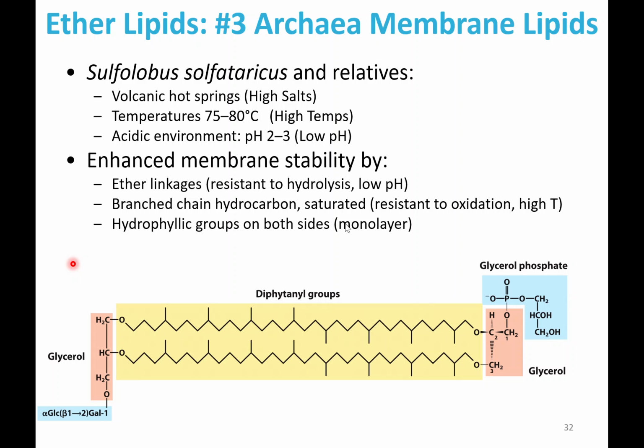And the hydrophilic groups on both sides give you the ability to use this in a monolayer instead of a bilayer. Most membranes, as we'll see in chapter 11, are bilayers, so you need one layer on top, one layer on bottom. This would only need one layer total. So the inside of the cell would be on this side, and the outside could be over here. And again, that'd be much more resistant to higher temperatures.